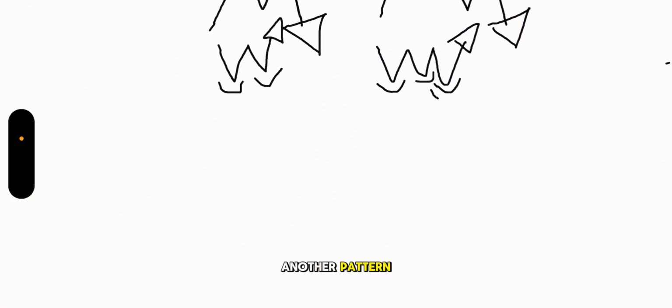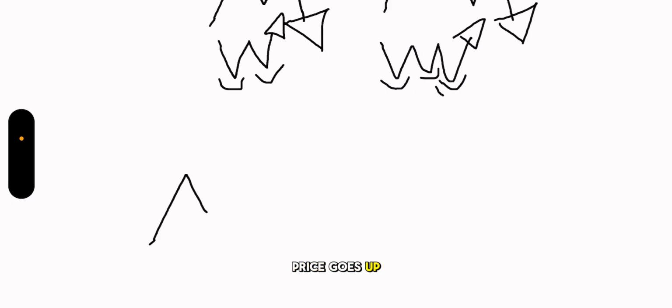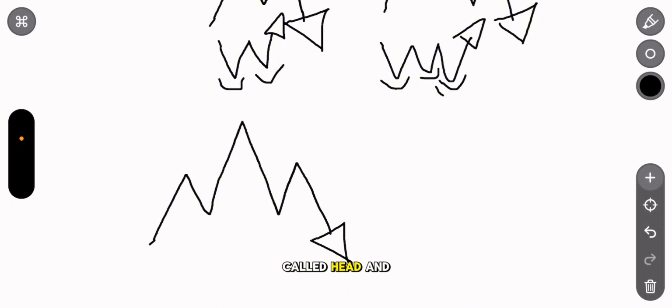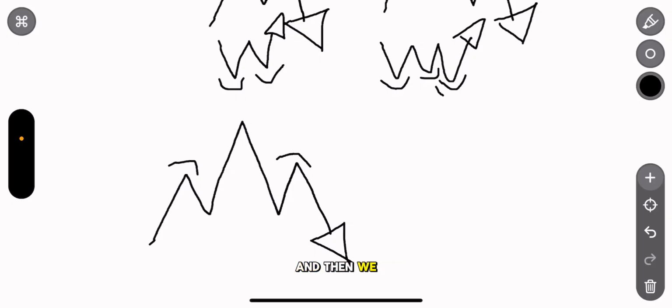Now there's another pattern. This one is a little bit stronger. It's a stronger confirmation that price will reverse. And this one is called a head and shoulders. It's drawn like this. Price goes up, down, it creates a higher high, it goes back down, and then it basically just mirrors itself. And it's called head and shoulders, very simple, because you got the 2 shoulders, and then we got the head right here. So that's why it's called the head and shoulders.